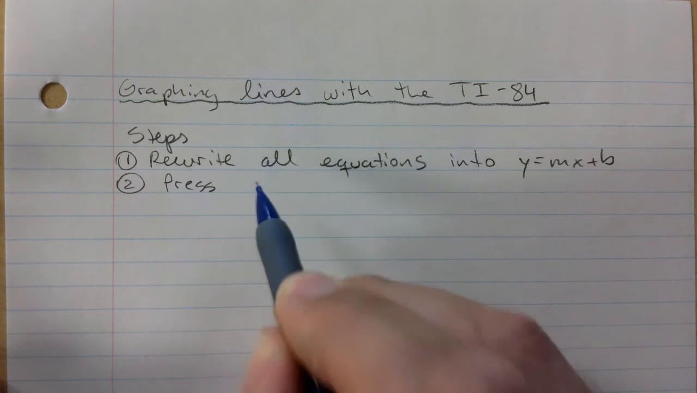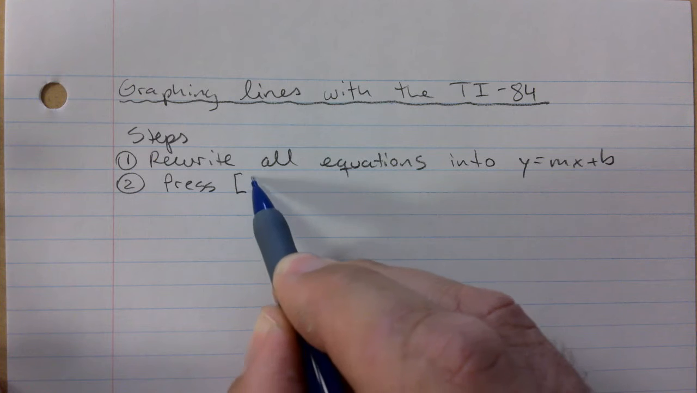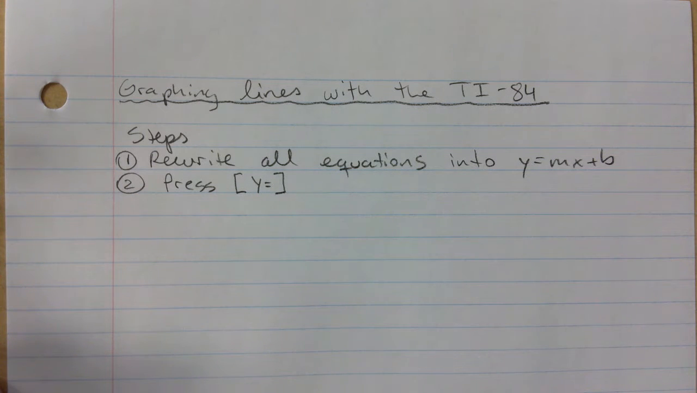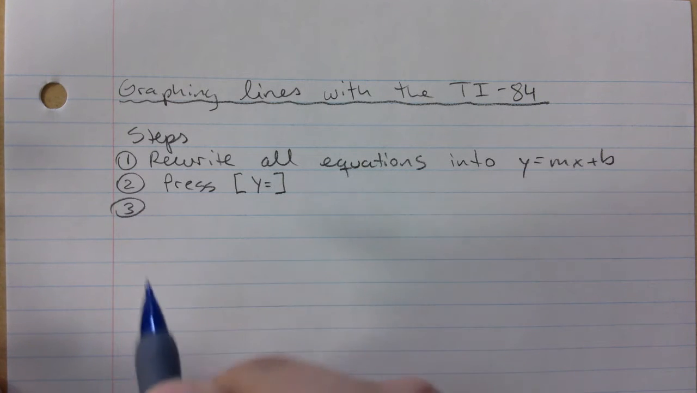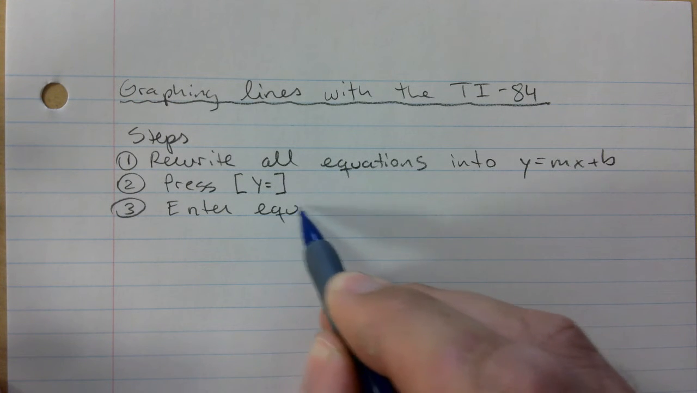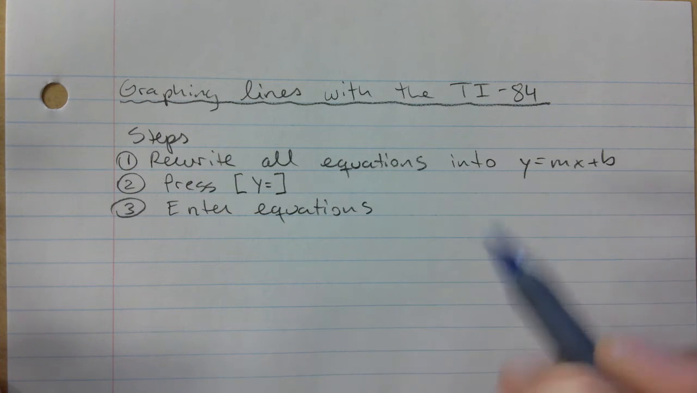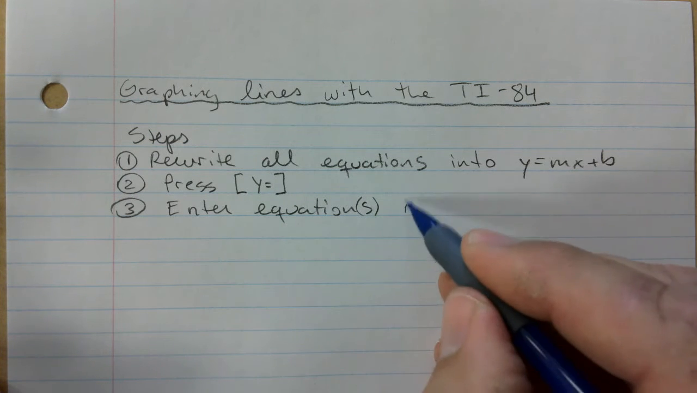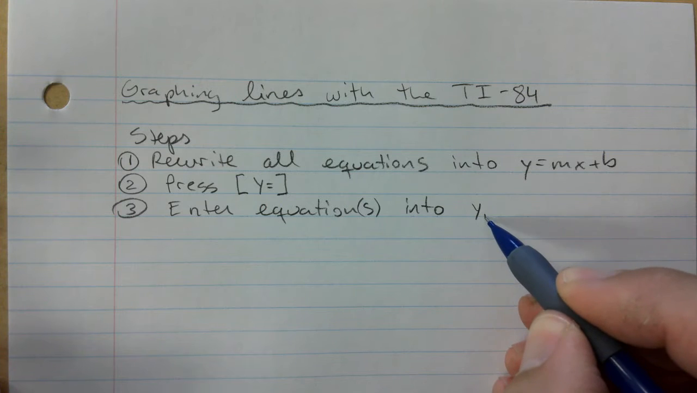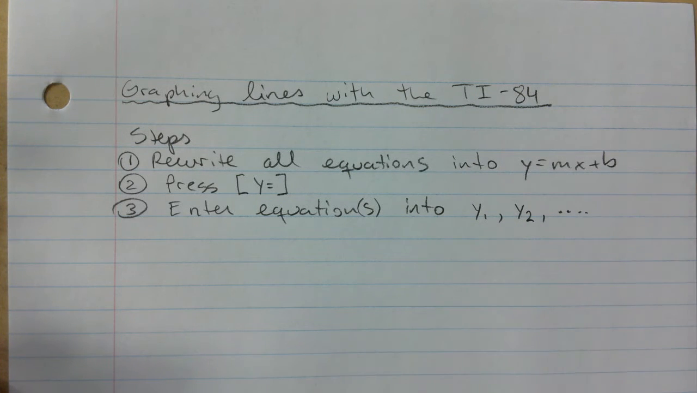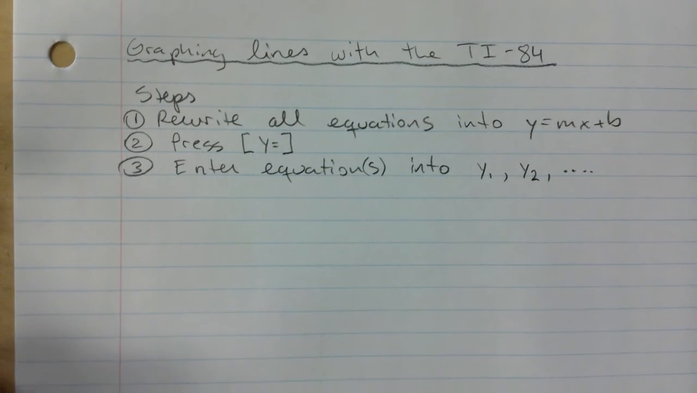You're gonna press, and when I do this for now, that actually means a button. If it's surrounded by a square bracket, it's a button on your calculator. And number 3, enter equations, or equation, right? It could be just one into y1, comma, y2, comma, so forth, right? As many as there may be present, right?